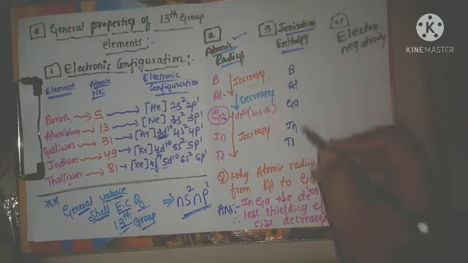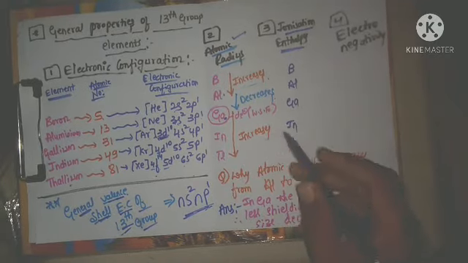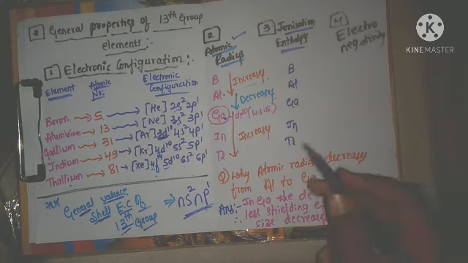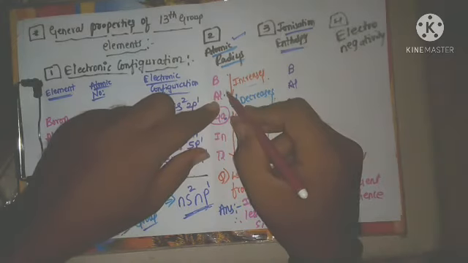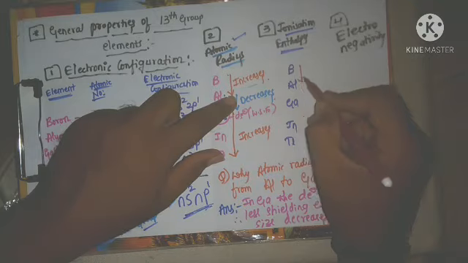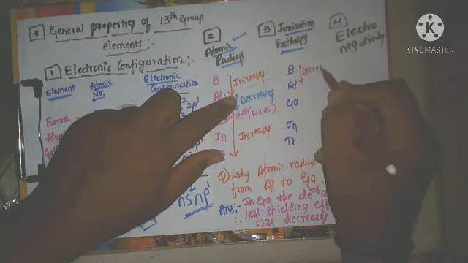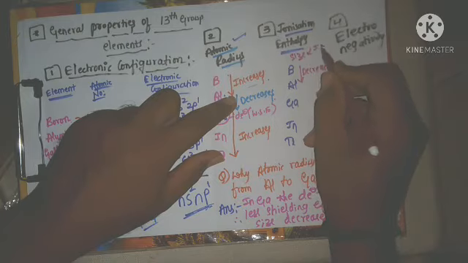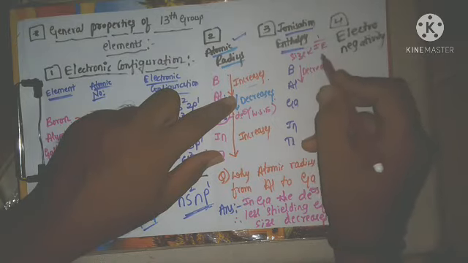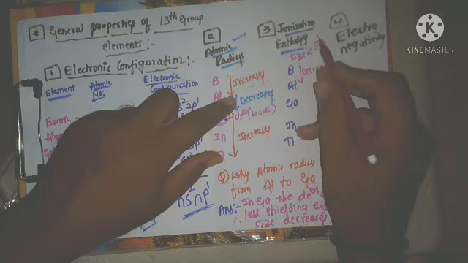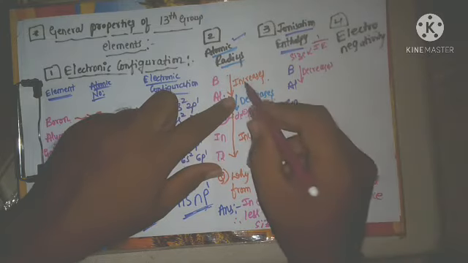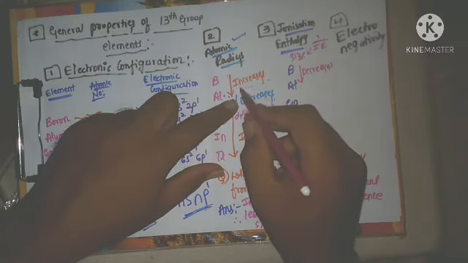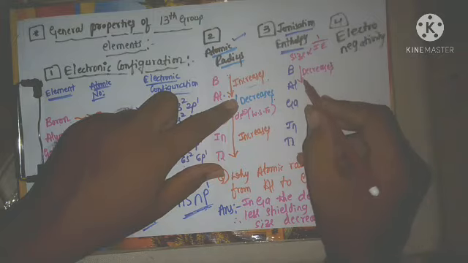From top to bottom, if the size increases, ionization enthalpy decreases. Here, from boron to aluminium, size is increasing, so ionization enthalpy decreases. We know that size is inversely proportional to ionization enthalpy, that is, 1 by ionization enthalpy. Right? From boron to aluminium, size is increasing, ionization enthalpy decreases.